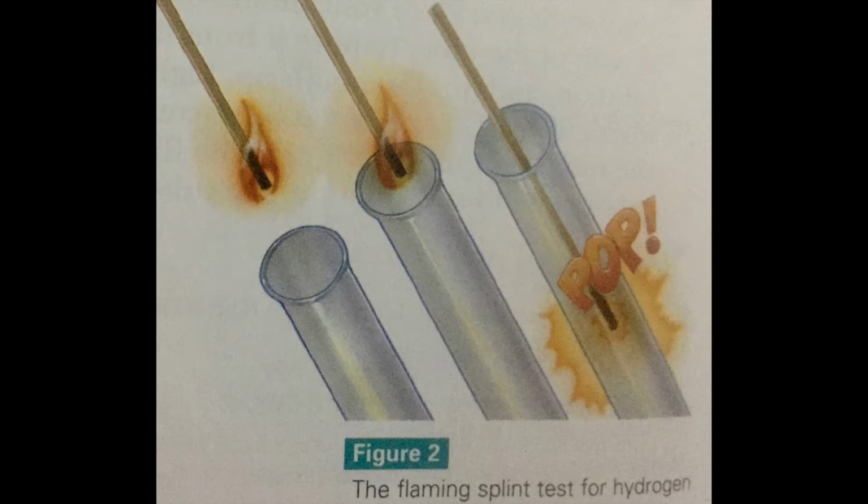This test should be attempted on only a small amount of gas in an open-mouth, shatterproof container. It should be done only under teacher supervision. Safety goggles should always be worn. Light a wooden splint. Hold the burning splint in a small amount of unknown gas. If you hear a pop, the gas is hydrogen.